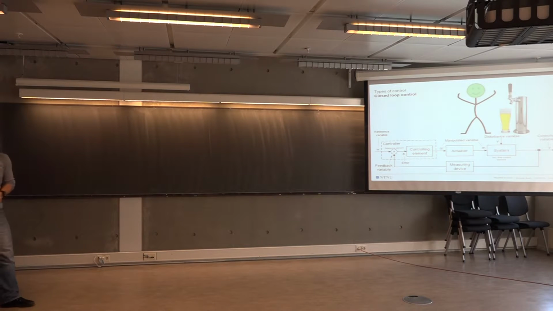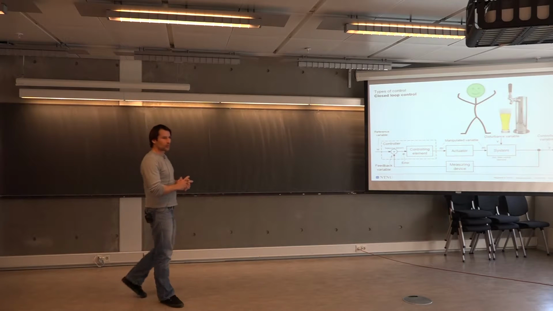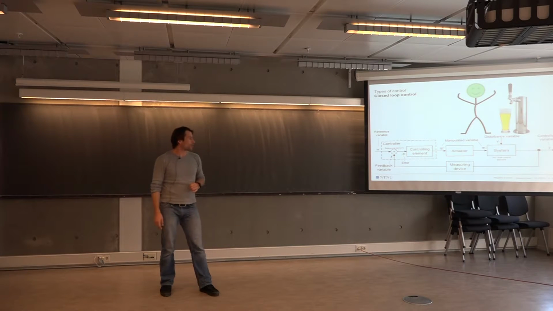And this is basically what regulation and control is all about. You try to keep a certain value, the controlled variable, stable around a certain set point, the reference variable. You don't want it to exceed that in either direction over time.